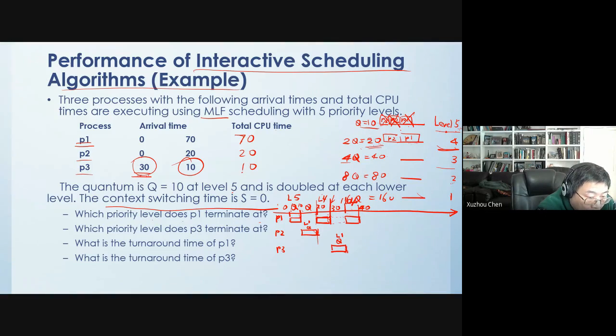now process 1 has completed 10 time units and 20 time units, because in level 2 it completed 20 time units. So there are still 40 time units remaining, right? So process 1 is going to be placed in level 3. And then process 2 is the highest priority now. It has to complete 1 time unit, and there's 10 remaining, so process 2 runs for 10 time units in level 4, right?